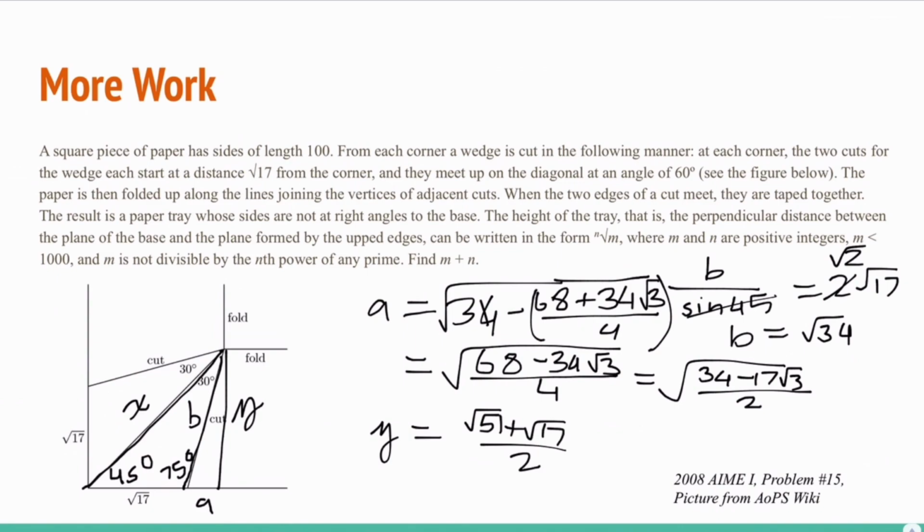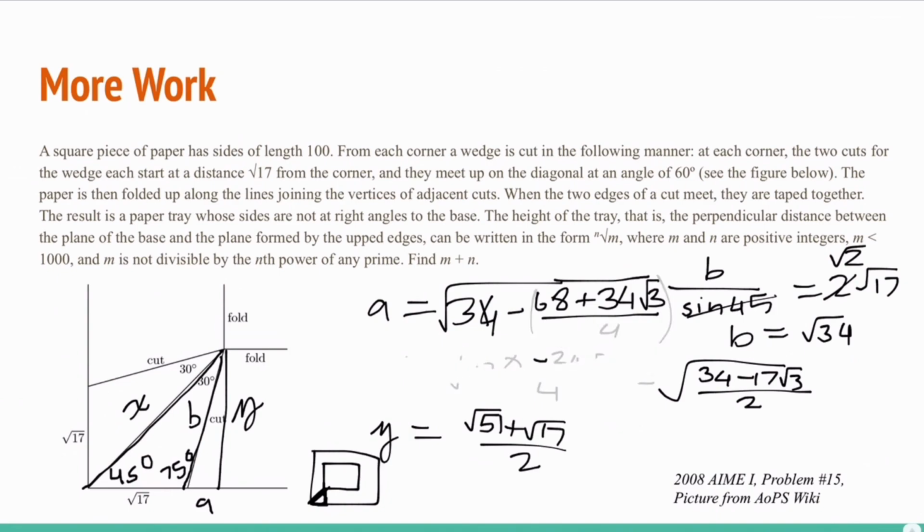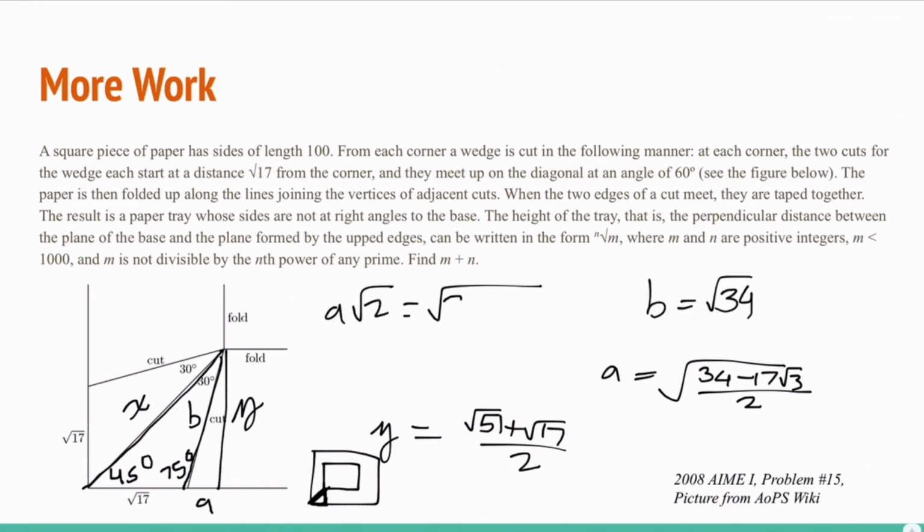But what value do we actually want? We don't want a. If you recall from the previous diagram, if this was a, that's the difference, then we want a root 2. And so a root 2 is, after clearing some space again, the square root of 34 minus 17 root 3.